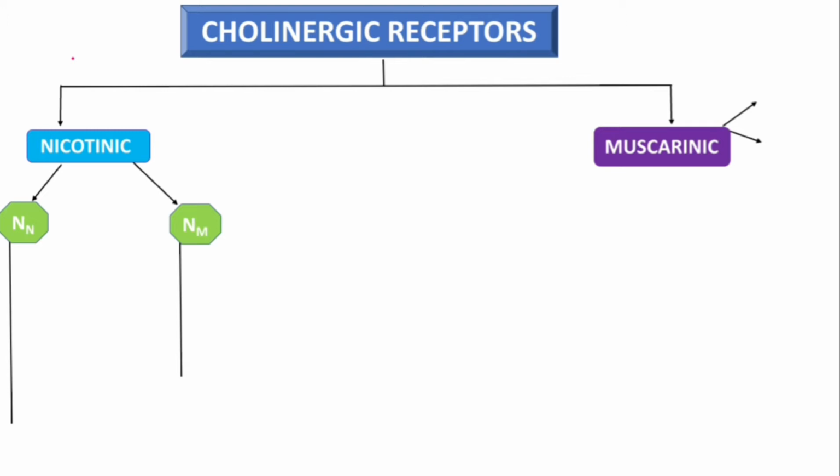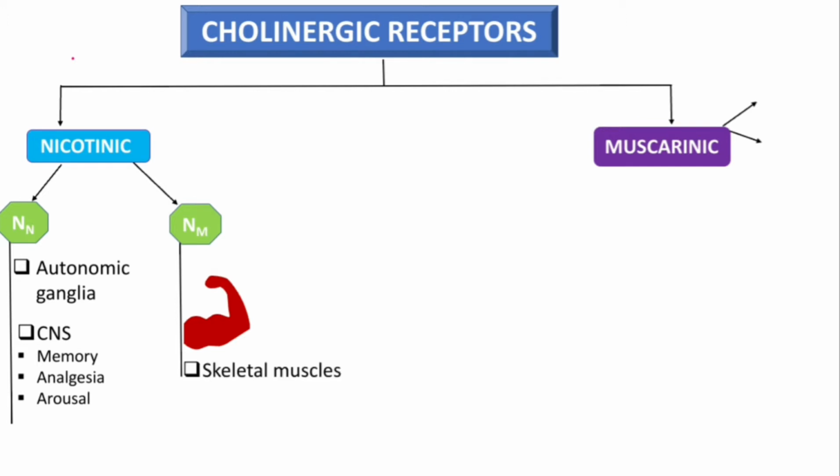For the nerves, they are mainly found in autonomic ganglia. What is a ganglia? A ganglia is a group of cell bodies in the peripheral nervous system. They are also found in the central nervous system, and the functions will be memory, analgesia, arousal, etc., like the general functions of the CNS. And the nicotinic receptors found in the muscles will be found specifically in skeletal muscles.